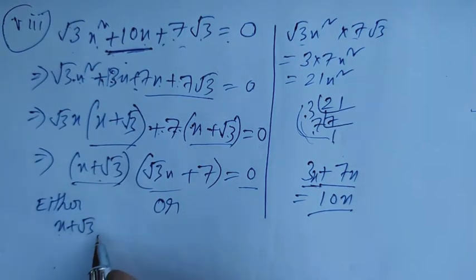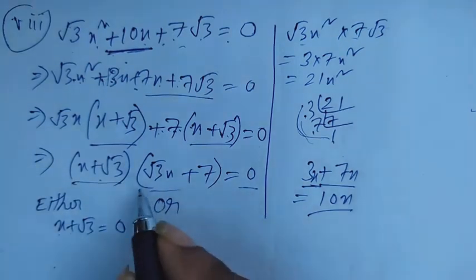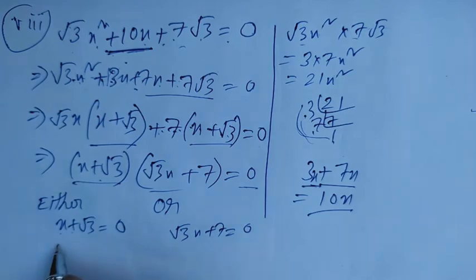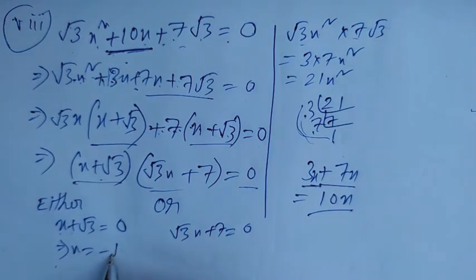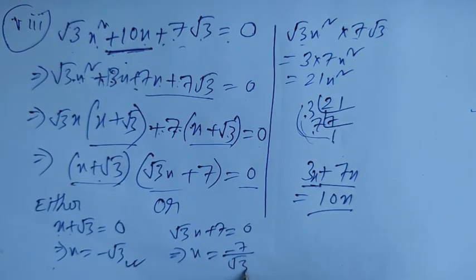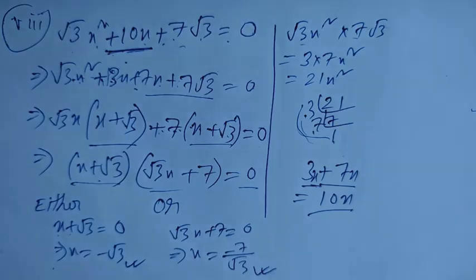So the expression x plus root 3 will be equal to 0. This one also, root 3x plus 7, needs to be equal to 0. So x equals minus root 3, and this one x equals minus 7, then root 3 comes down. It is the answer.